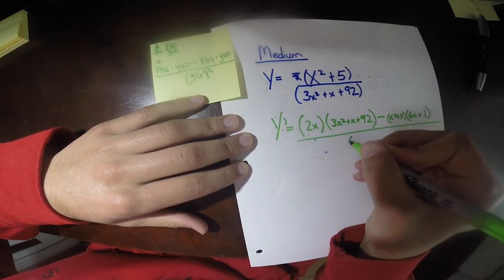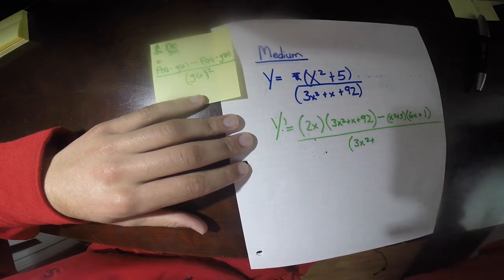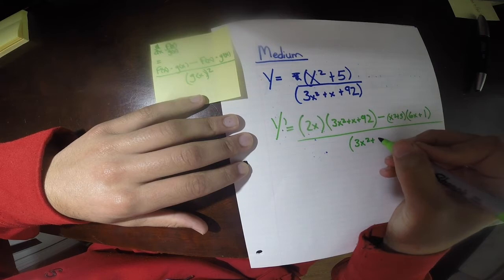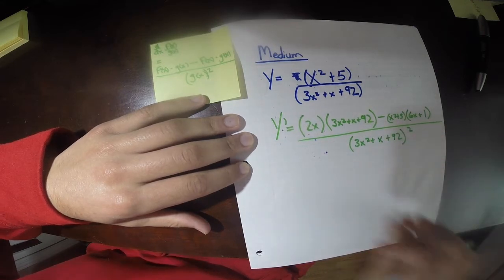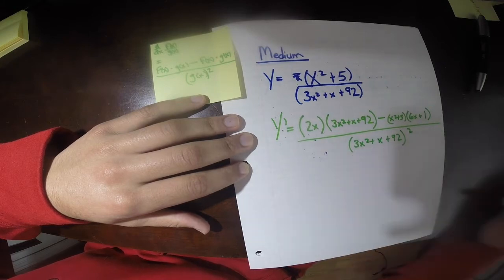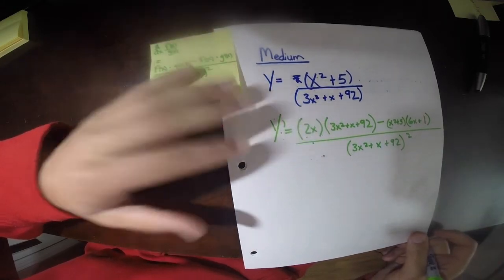Then divide it by 3x squared plus x plus 92 squared. There you go. That's your derivative for the medium. I could simplify it, but I'm not.